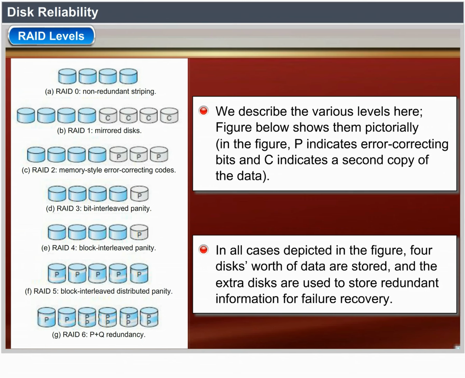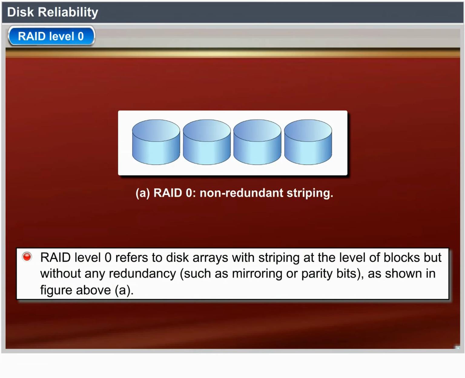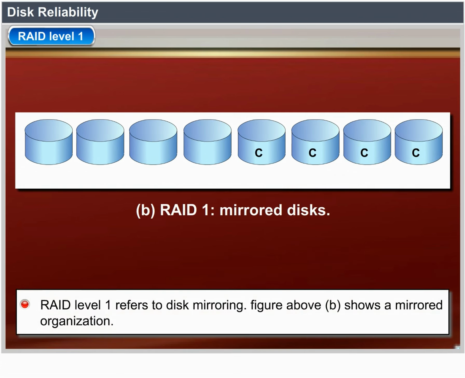RAID Level 0. RAID Level 0 refers to disk arrays with striping at the level of blocks but without any redundancy, such as mirroring or parity bits, as shown in figure A. RAID Level 1. RAID Level 1 refers to disk mirroring. Figure B shows a mirrored organization.